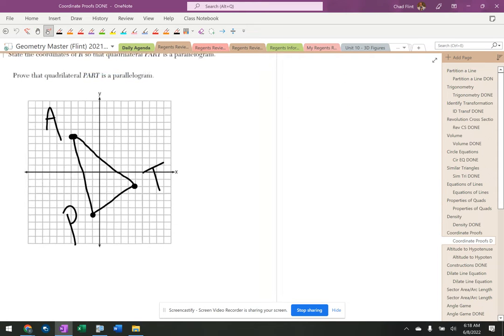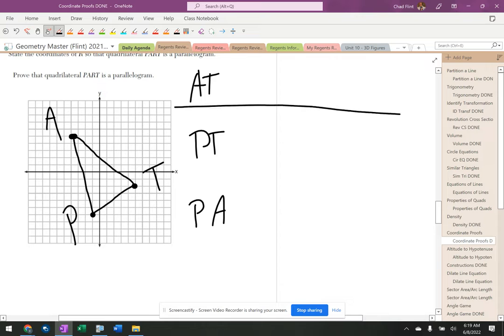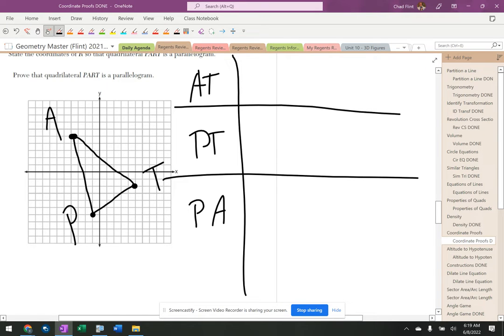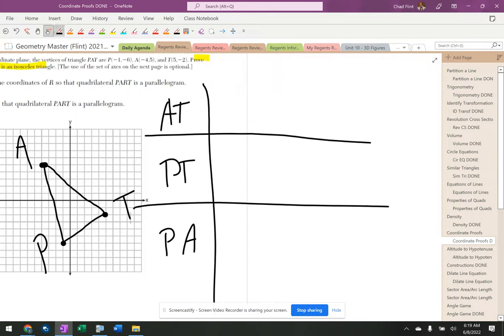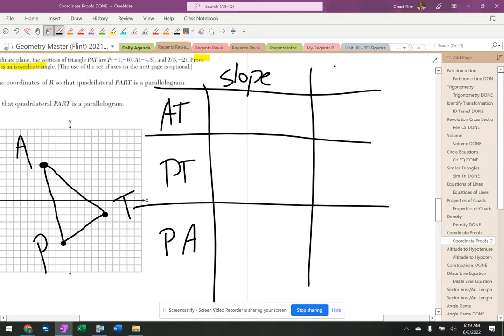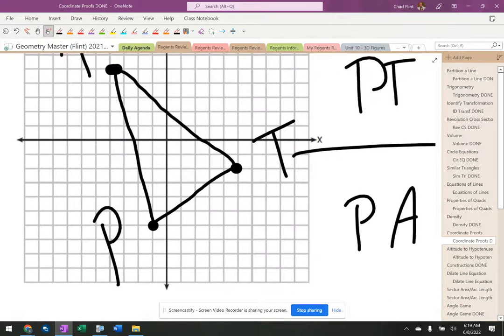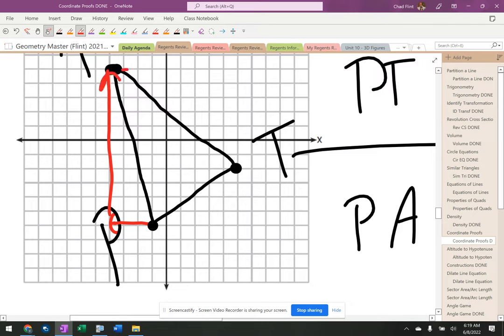So prove it's an isosceles triangle. So isosceles triangle, I'm going to come over here, AT, PT, PA. And I'm going to find the slope and distance. Slope, distance. All right, so let's go to my graph. And let's do this. Hopefully, since it's isosceles, and I hopefully graphed them right this time, hopefully two of them will have to be the same.